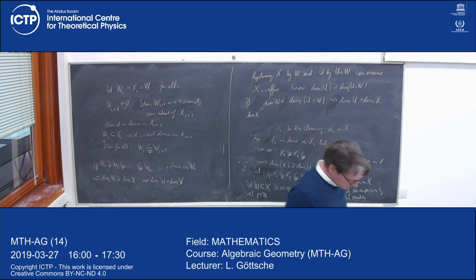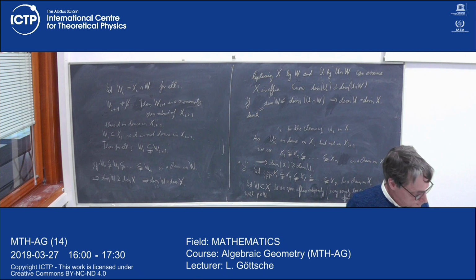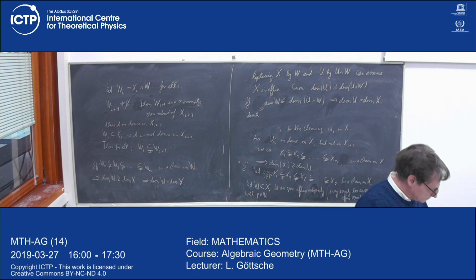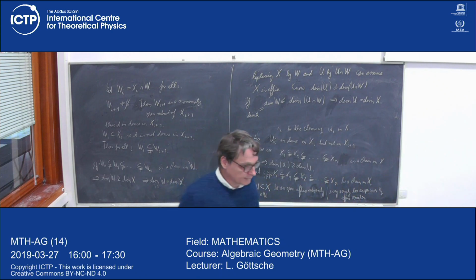Now, if it's affine, it means it's isomorphic to a subvariety of A^n. So we can assume, by using an isomorphism which preserves the dimension because it preserves the chains of closed subvarieties, that X is a closed subvariety of some A^n.